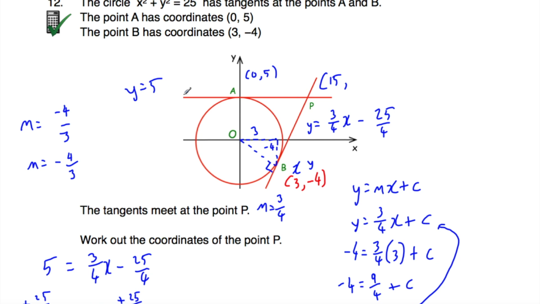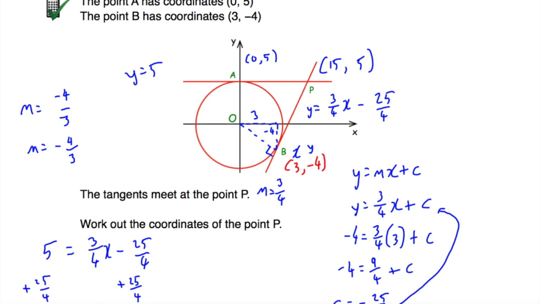That's really simple. Because this is a horizontal line where all the heights are 5, it means it must be 5. It's going to be (15, 5). You could, if you wanted to, do 3/4 times 15 and then minus 25/4, and you get that's equal to 5 as well. But it's much easier just to look at that line and say it's a horizontal line, all the heights are 5, so the y coordinate must be 5. So the coordinates of the point P are (15, 5). So let's write that down, (15, 5).